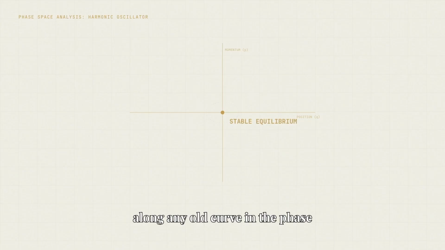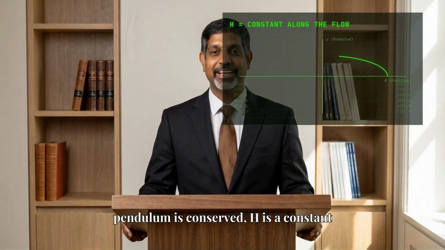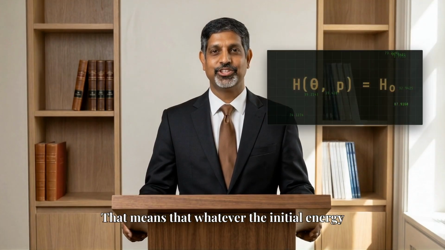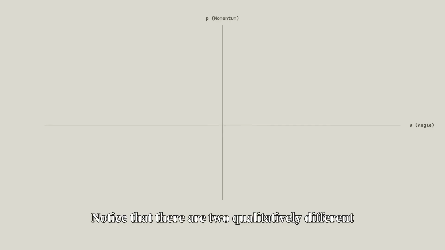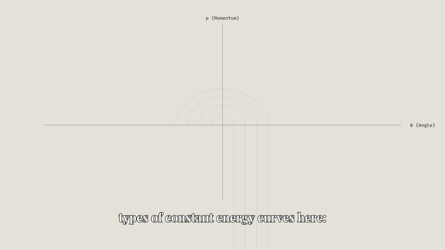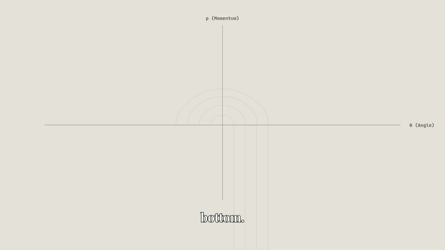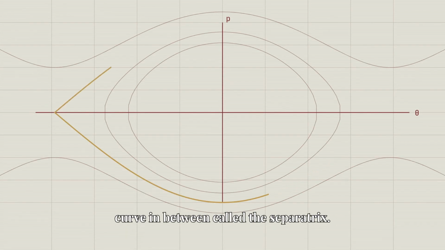These flows are very special. They won't travel along any old curve in the phase space. In particular, because the energy of the pendulum is conserved, H is a constant of the flow. That means that whatever the initial energy H0 of our starting point was, the flow will be trapped on the curve in the phase space where the energy is H0. Notice that there are two qualitatively different types of constant energy curves here: the closed loops near the middle and the wavy lines at the top and bottom. They're separated by the pointy football-shaped curve in between called the separatrix.